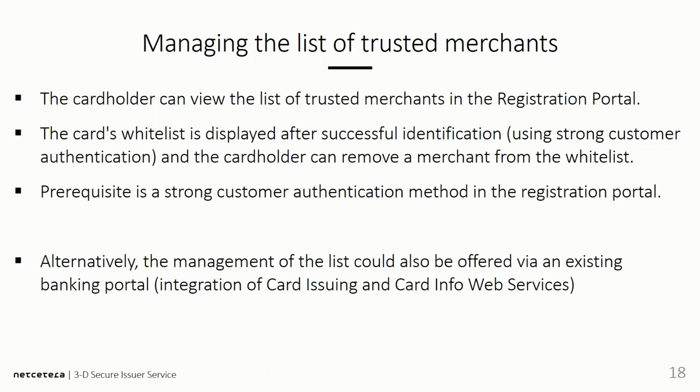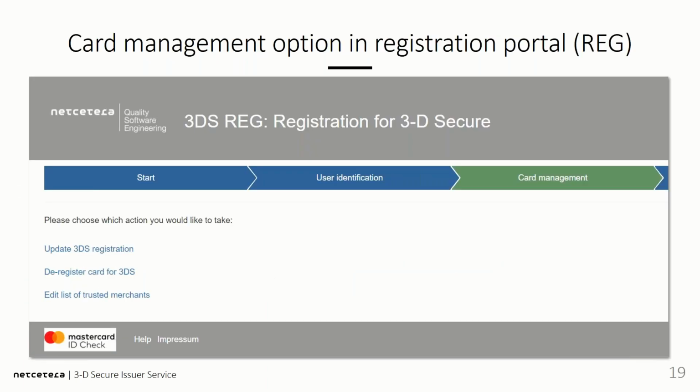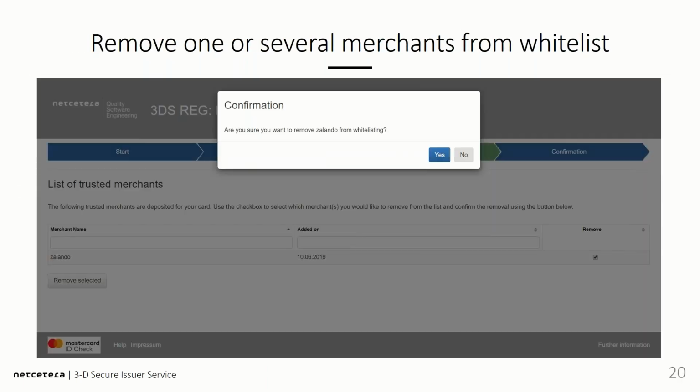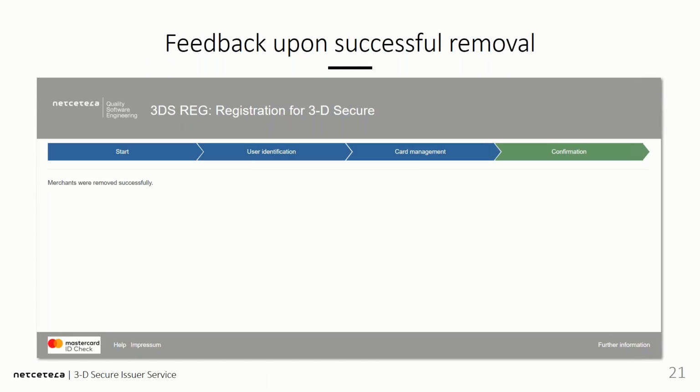Alternatively, as I just mentioned, it could also be that you already have such a portal or management possibility in place, and if that's the case, then you could integrate web services that we offer with our 3D Secure Issuer service. It's the issuing and the info web service, which could be used to read and write the whitelist of a card. I would suggest to go through these very quickly. It's rather backup, and you will have it in the slides.